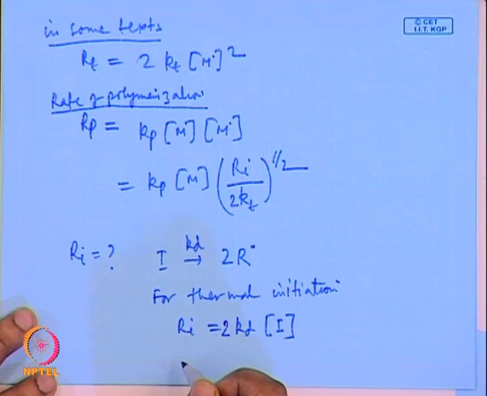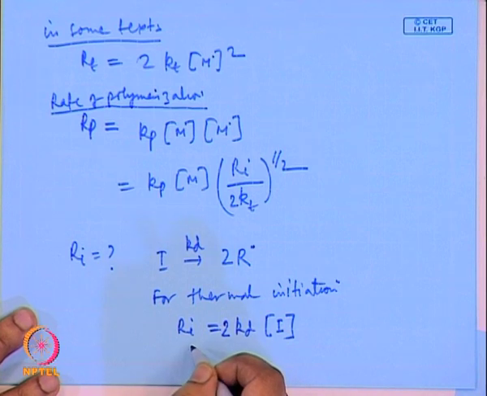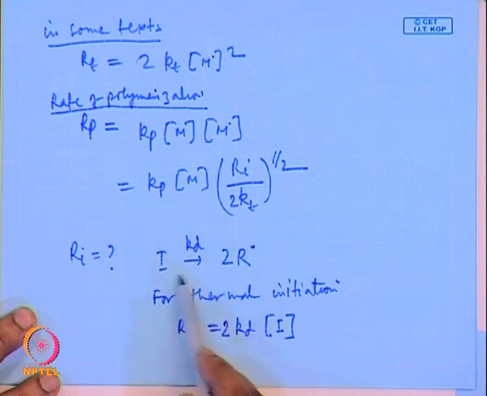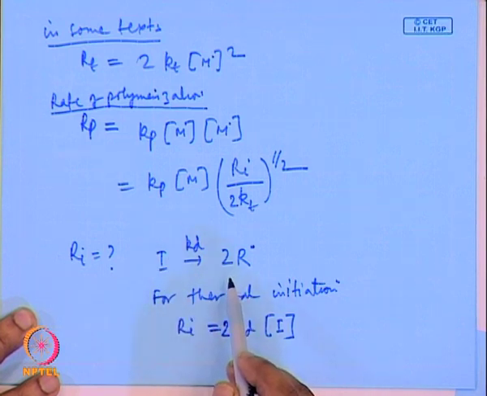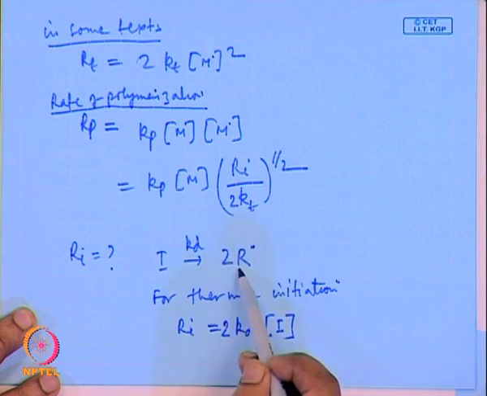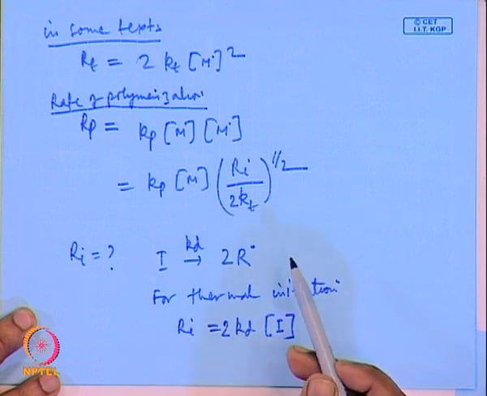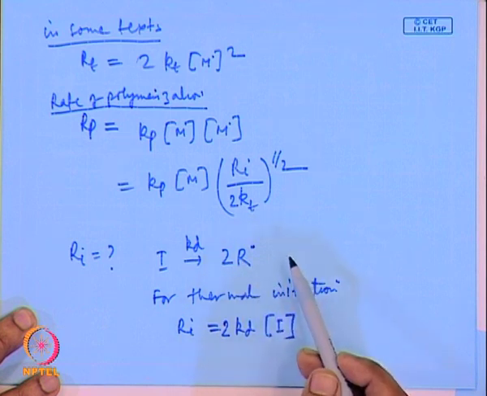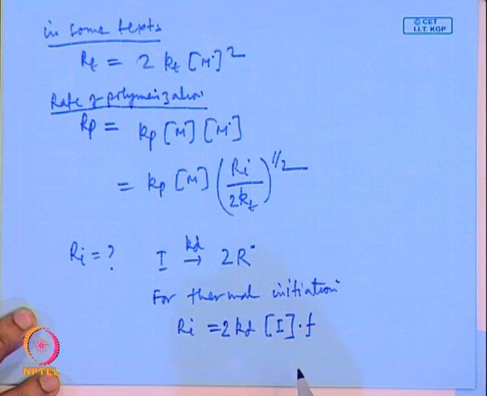And also with our knowledge that all the radicals which are generated by the homolytic cleavage of the initiator molecule, they do not all react or initiate the chain polymerization. The fraction of the radicals which are generated here, some of them actually initiate the radical polymerization, and so we multiplied in the term F, which is the efficiency.